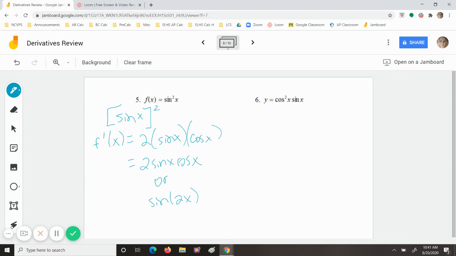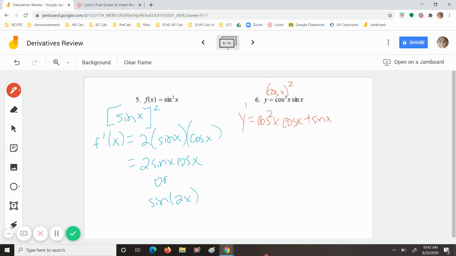All right, let's look at this next one. We're going to kind of do like we did before. We're going to put some stuff together. We've got a product rule, and then with the cosine squared, we have a chain rule. So let's talk about taking this derivative. Using our product rule, first times derivative of second, so times cosine, plus the second one times the derivative of the first one.